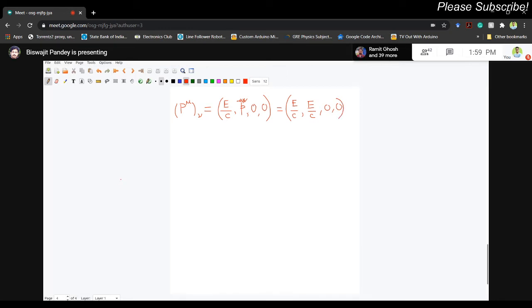Let me write down the same four momentum of the photon after the collision. So what is that?